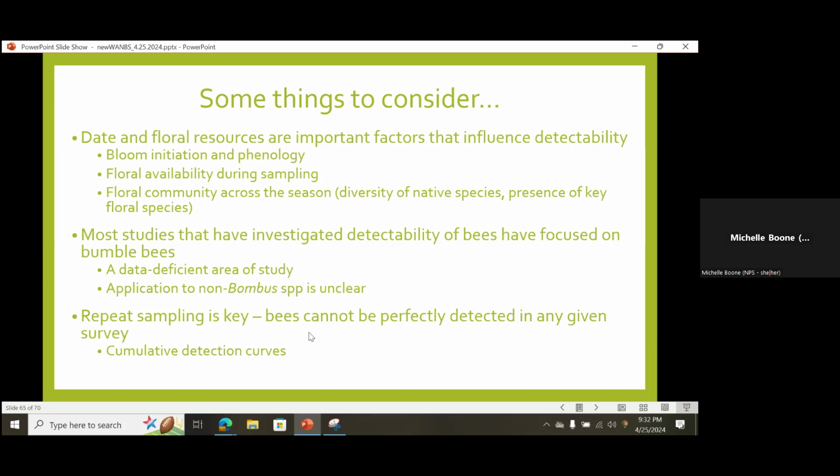But repeat sampling is really key. As I've mentioned, bees cannot be perfectly detected in any given survey. So doing repeat surveys is really important. And if you're interested in a bee that only has a 2-week flight period, that just means your repeat surveys may need to be fairly close together.